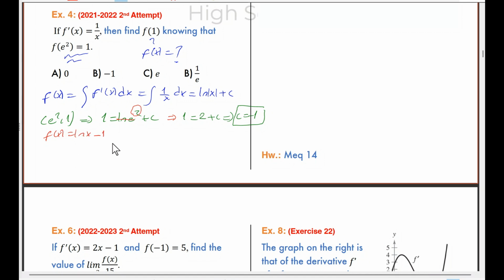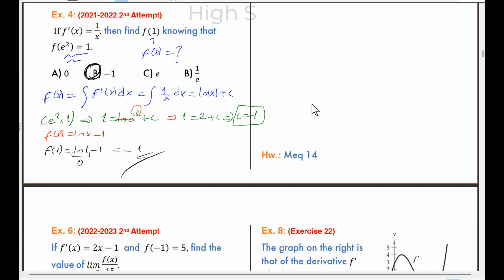Now I'm going to evaluate this function at 1, right? So what is f of 1 then? Replace your x's with 1. ln 1 minus 1. ln 1 is 0. 0 minus 1 is minus 1, which is the answer, option B.